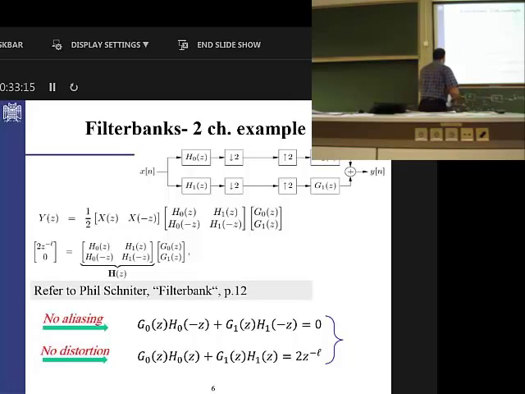So for simplicity, let me just write down simple equations here. y0 of z, I'm just distributing that equation into two individual ones, so you will get the information much better there, I think. So Y0 of z is half of G0 of z, H0 of z X of z, and H0 of minus z X of minus z. That's one part.